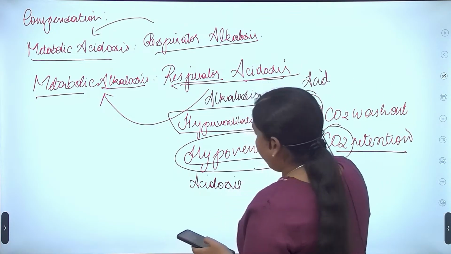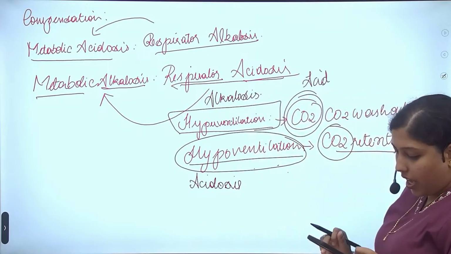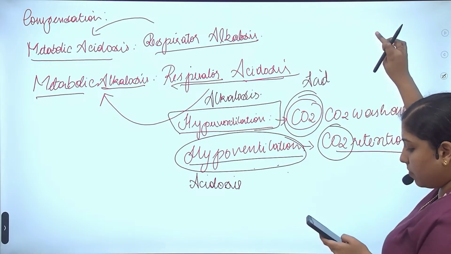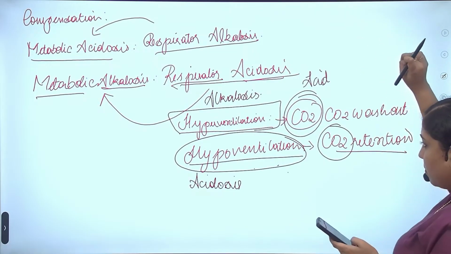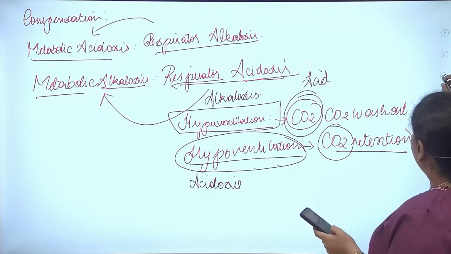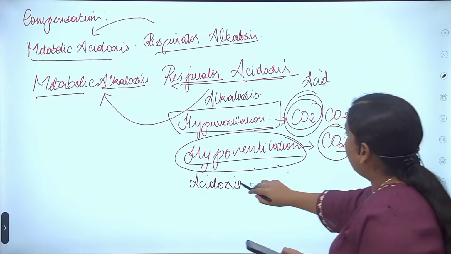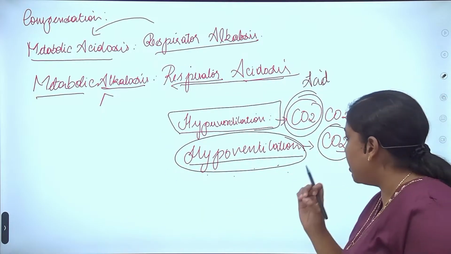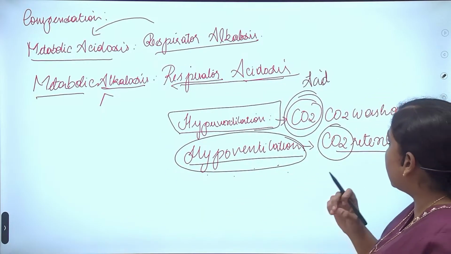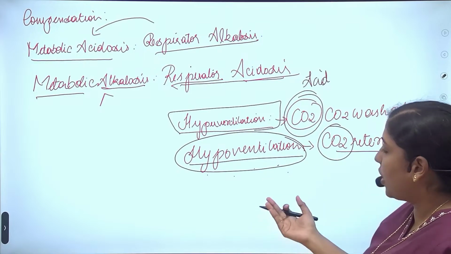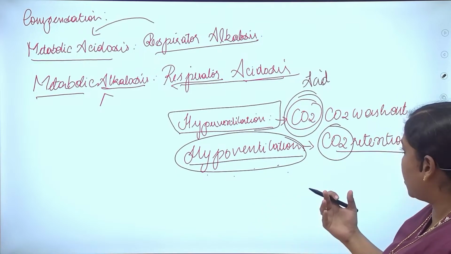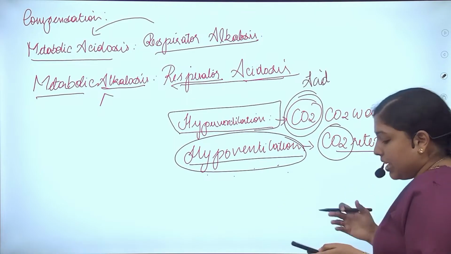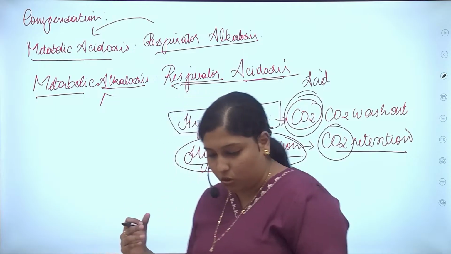This is very, very important to note down. See, there is some confusion here. In case of hyperventilation, there will be excessive CO2 washing out, which is going to cause alkalosis. And in case of hypoventilation, there is an excessive amount of CO2 retained in the body, which is going to cause acidosis, right?